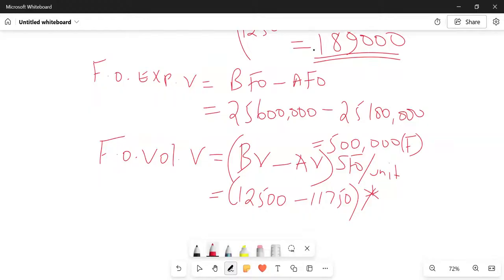I should take something divided by something. I know it'll be something divided by 12,500. Because to get standard fixed overheads, we should take the total of fixed overheads given in the budget, budgeted fixed overheads over budgeted output.